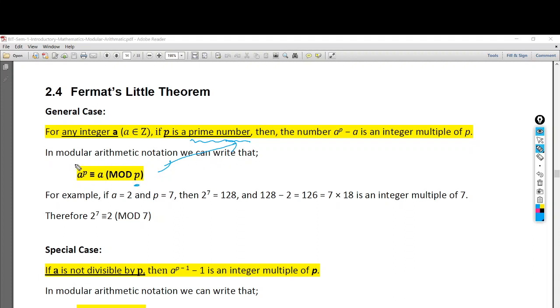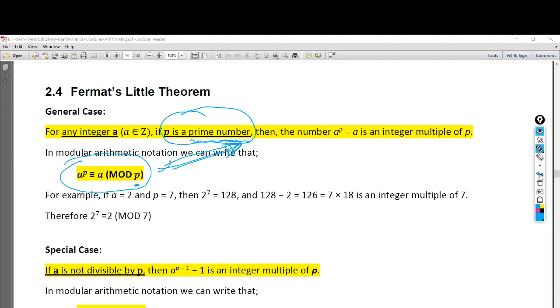The easier thing is to remember this one. If you want to put it into words, you can say that a to the power p minus a is divisible by p, or a to the power p minus a is an integer multiple of p. When we say integer multiple of p, that means it is divisible by p. But we have to make sure that this happens when p is a prime number. That is very, very important.